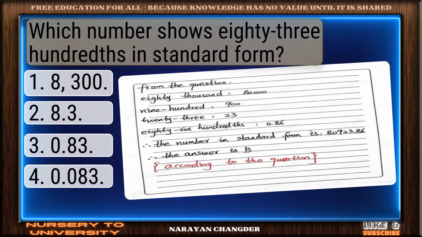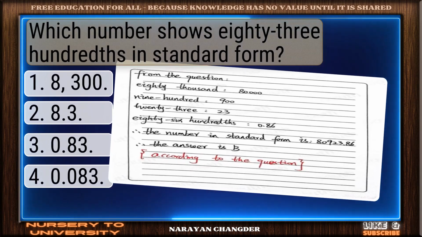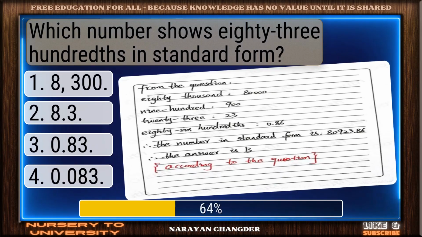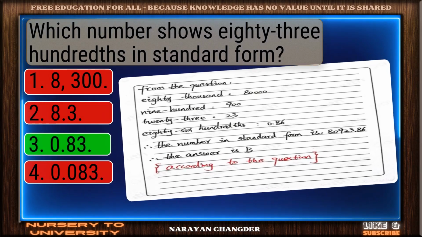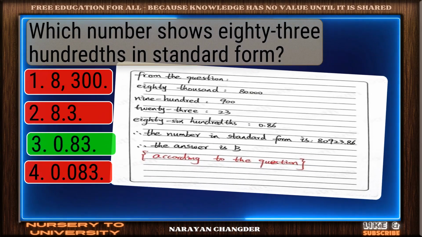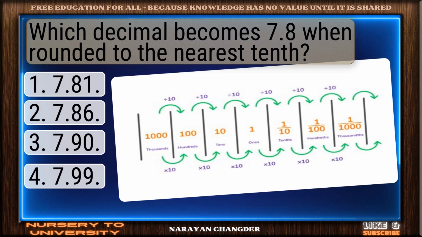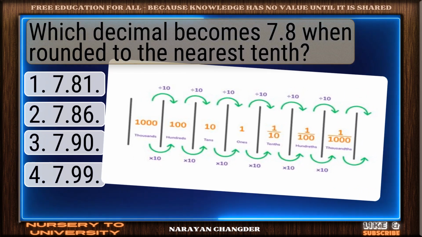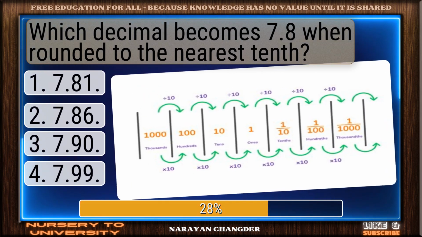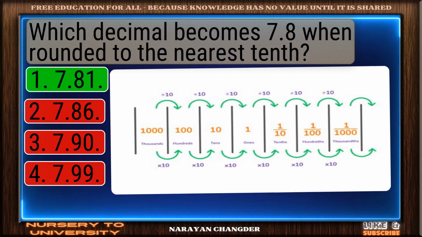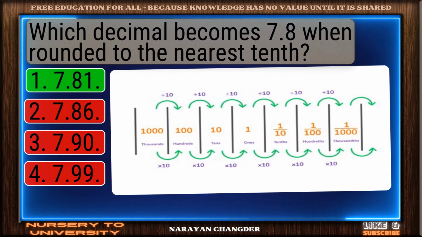Which number shows 83 hundredths in standard form? Smart move. 0.83 is an accurate answer. Which decimal becomes 7.8 when rounded to the nearest tenth? Bravo. 7.81 is the answer.